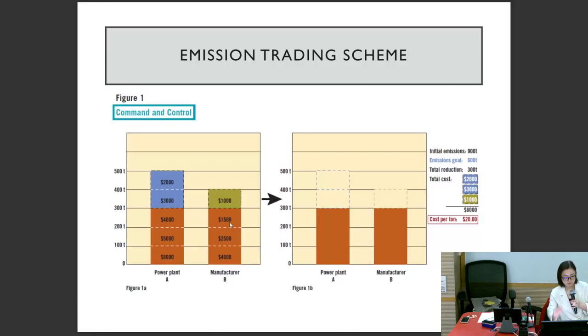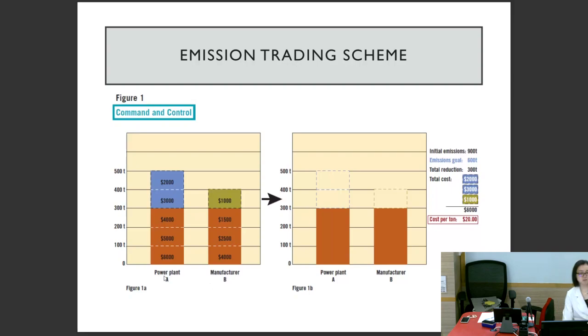$1,500. So you can see that it is easier for manufacturer B to reduce their emissions, right? Power plant A has to pay $2,000 to reduce 100 tons, but manufacturer B just $1,000. Then for another 100 tons, $3,000 versus only $1,500 here. So manufacturer B has a higher potential, higher capacity to reduce their emissions.